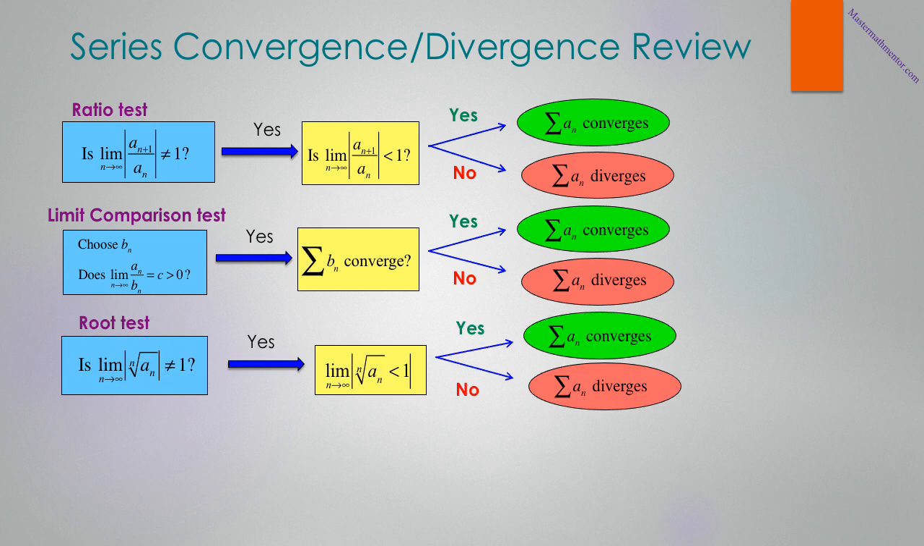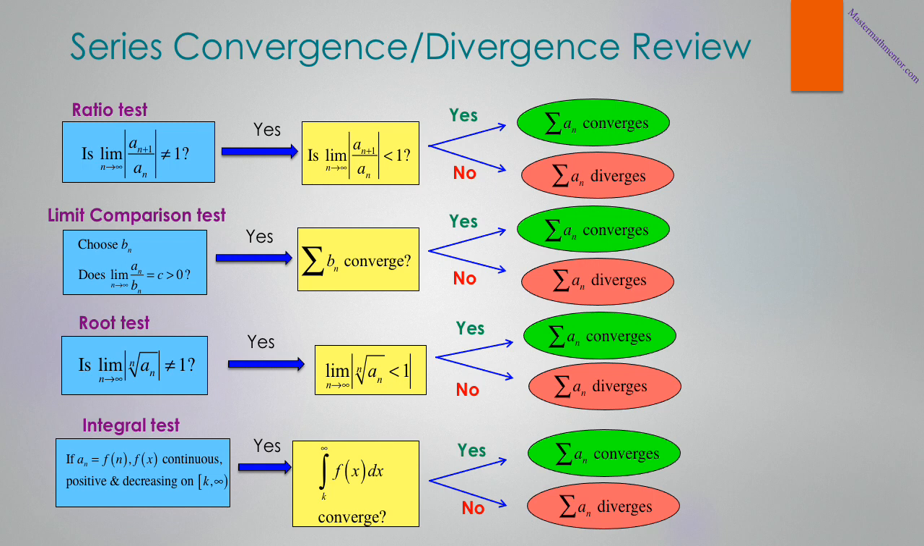Next, we look at the root test. We ask whether the limit as n approaches infinity of the absolute value of the nth root of a sub n is not equal to 1. If the answer to that question is yes, then ask whether that is less than 1. If it is, then your A series converges. If no, your A series diverges.